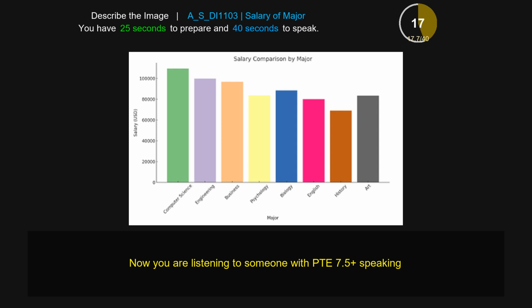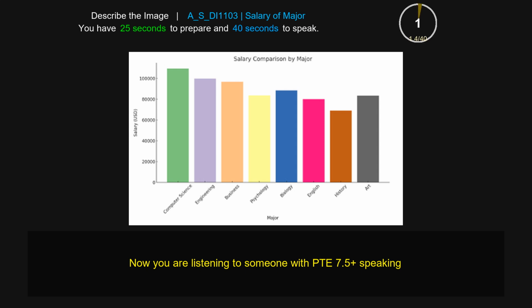Engineering has 100,000 and business has 95,000, and also psychology has 80,000 and biology has 80,000. Overall, the picture provides valuable information about salary comparison by different majors such as computer science, engineering, business, psychology, biology, English, history, and art.